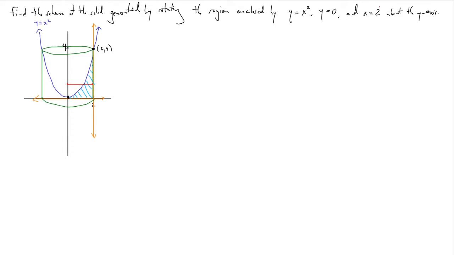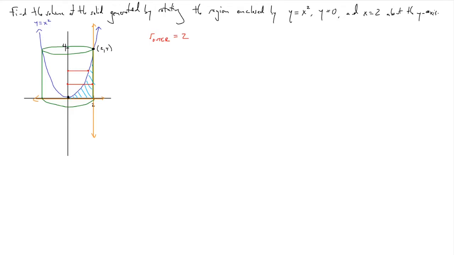The outer radius for any value of y is always going to be 2, the distance between the y-axis and the line x equals 2. So this is x equals 0 to x equals 2, a distance of 2. And then the inner radius, this distance right here, is the more interesting one. The two endpoints of this line segment have the same y value. It's some y value between 0 and 4. It's changing and we've picked it arbitrarily.